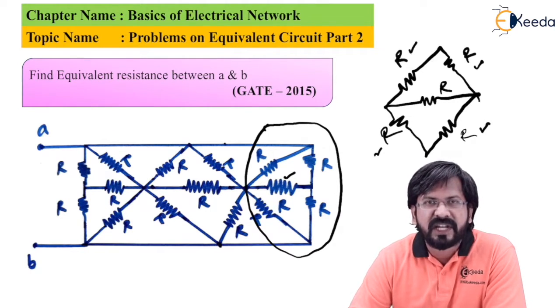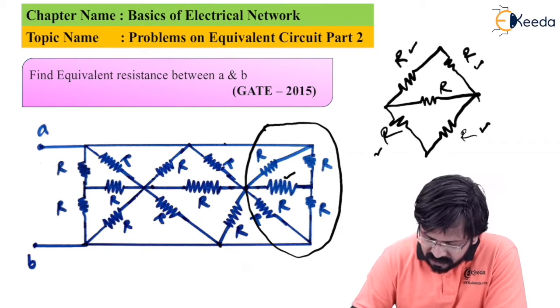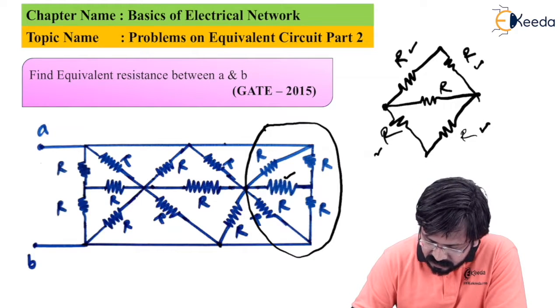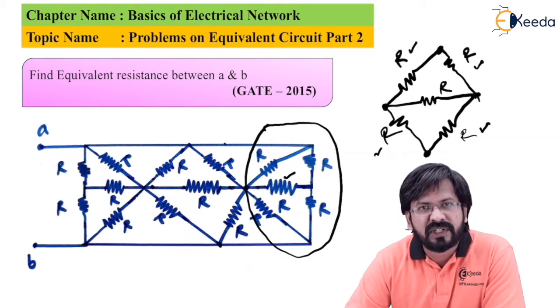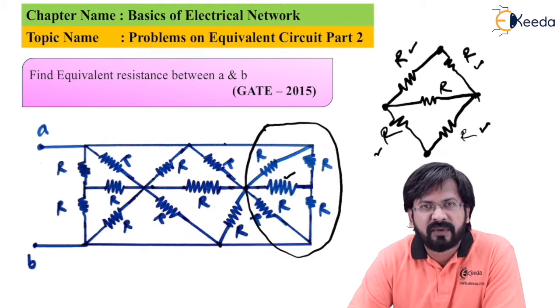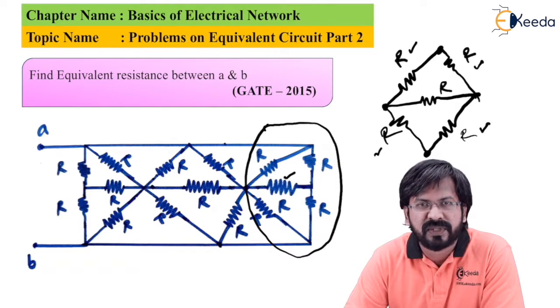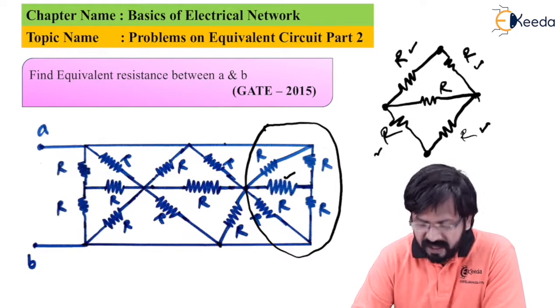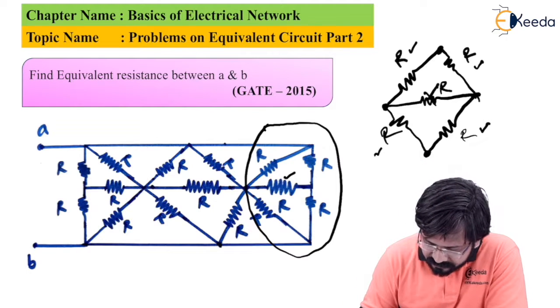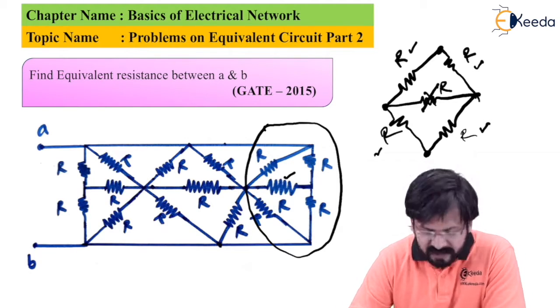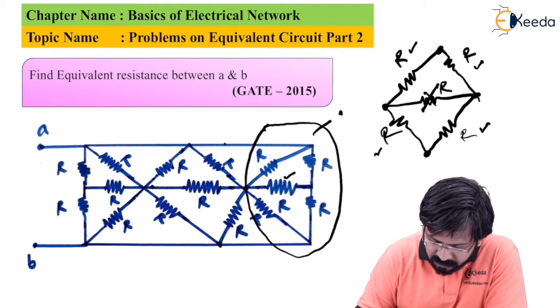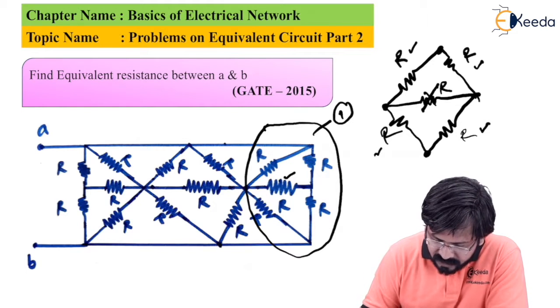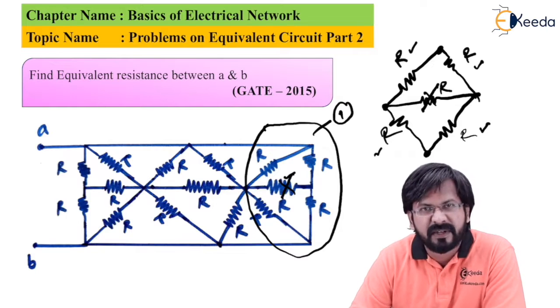In a balanced bridge, every point of the bridge, meaning every node of this bridge, is said to be equipotential. And we know the fact that through an equipotential point or equipotential circuit, current never flows. That is the reason why I can neglect this R. So this is bridge number 1, in which this resistor is said to be redundant.